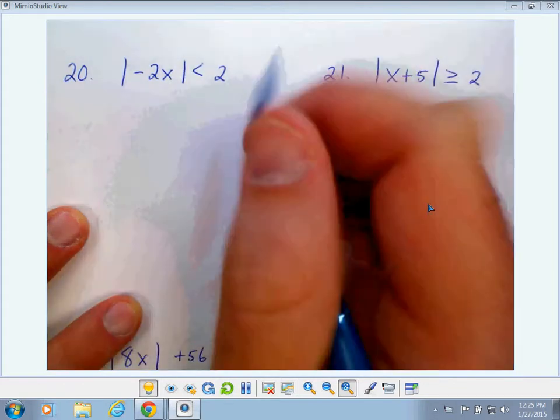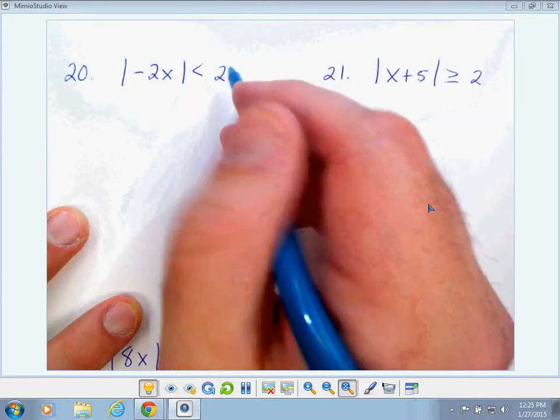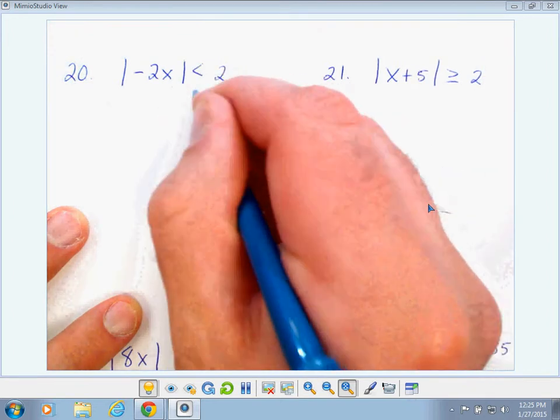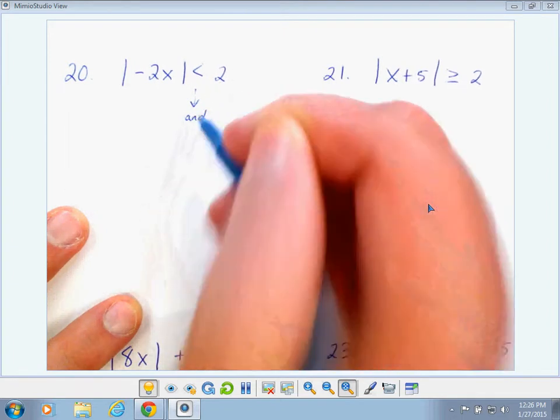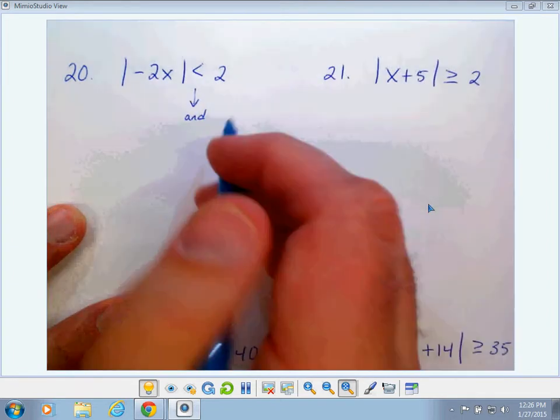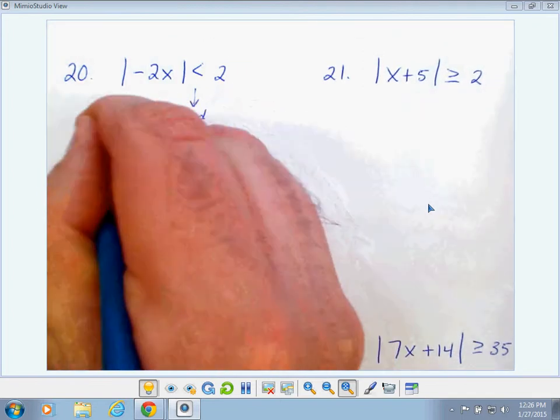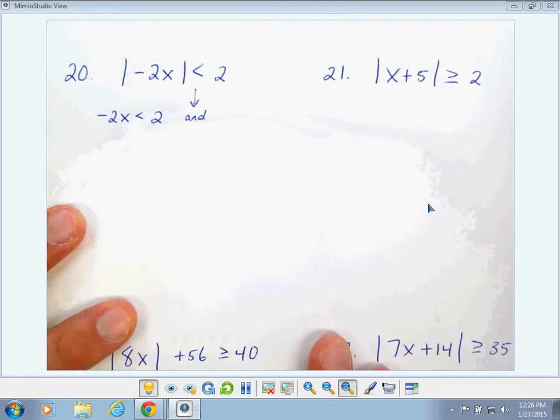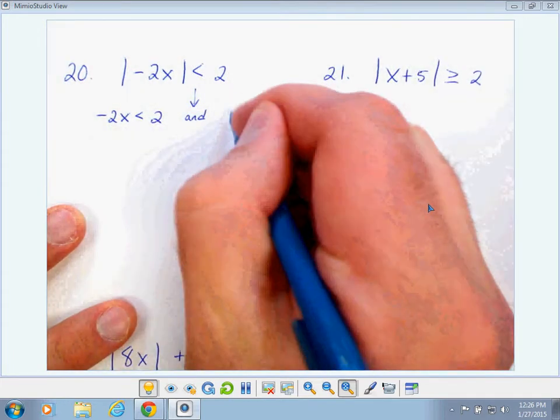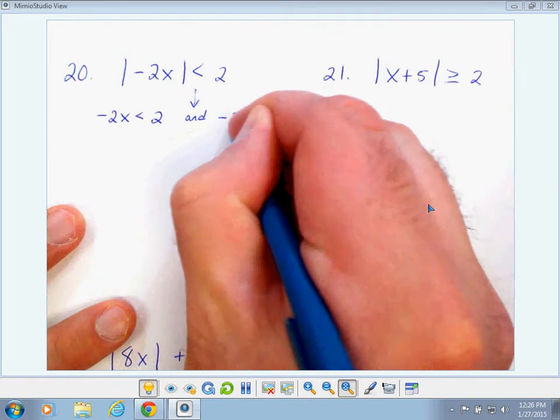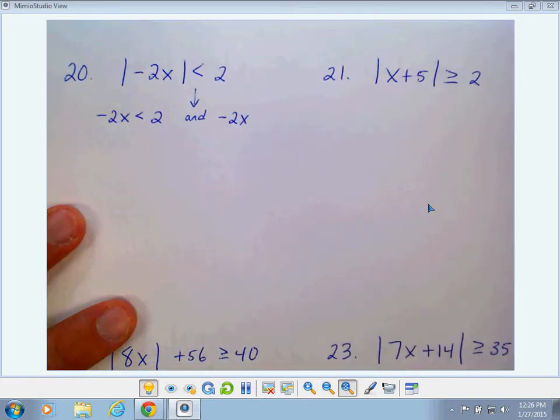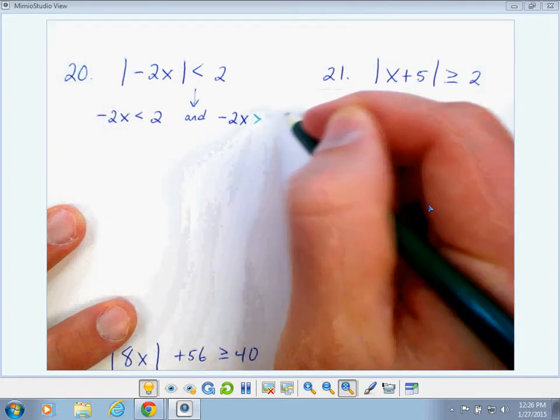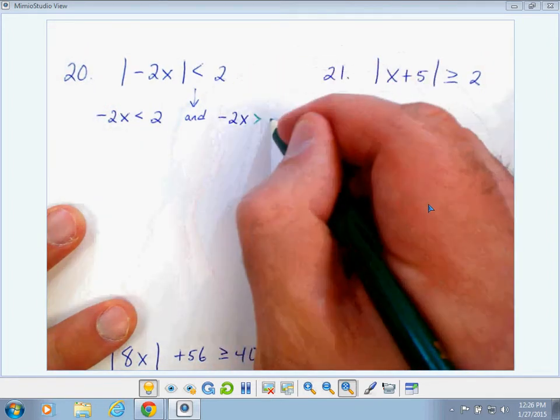So I need to decide what kind of problem I'm going to separate it into. This is going to be a less than symbol right here, which means that we'll have an and split. So on this side, I'm going to recopy everything exactly as it is, except that I'm going to leave out the absolute value symbols. On this side, I'm going to do the exact same thing, except that in this case I'm going to turn the inequality symbol around to make it a greater than, and I'm going to change the sign of that number to make it -2.